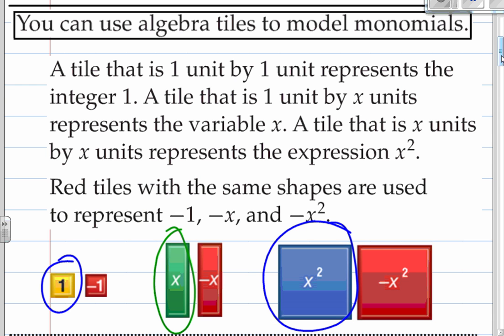And they also mentioned that red tiles with the same shapes are used to represent -1, -x, and -x squared. Many times we will put a negative or a 1 in between the negative and the x. So for instance, in this one, it'll be -1x, and -x squared, we many times write -1x squared when we're trying to simplify polynomials.